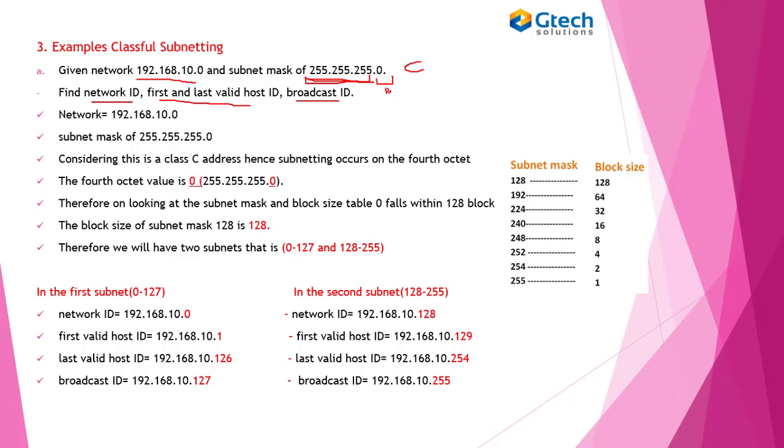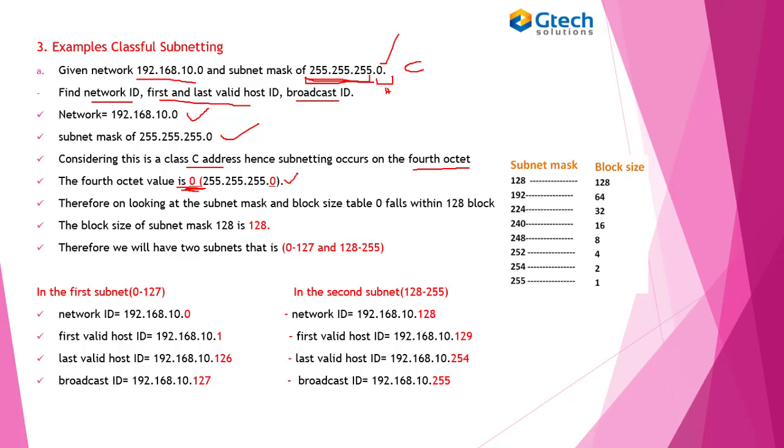Okay, so let's solve this problem. This is the network that I have been given. This is the subnet mask. Considering this is a class C IP address, subnetting will occur on the 4th octet. Subnetting normally occurs on the host portion. The 4th octet is 0.